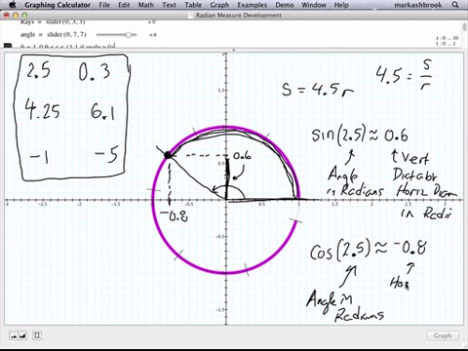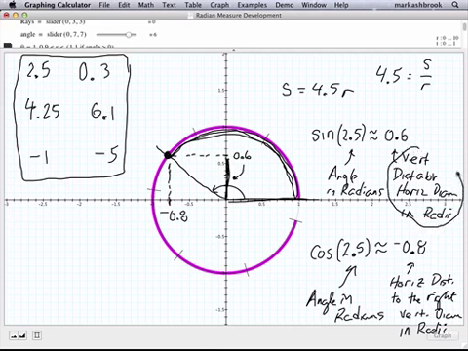Horizontal distance. So we're going to say to the right, and what's going to take care of the fact that we're to the left? The fact that it's negative. So horizontal distance to the right of the vertical diameter, measured in radii.